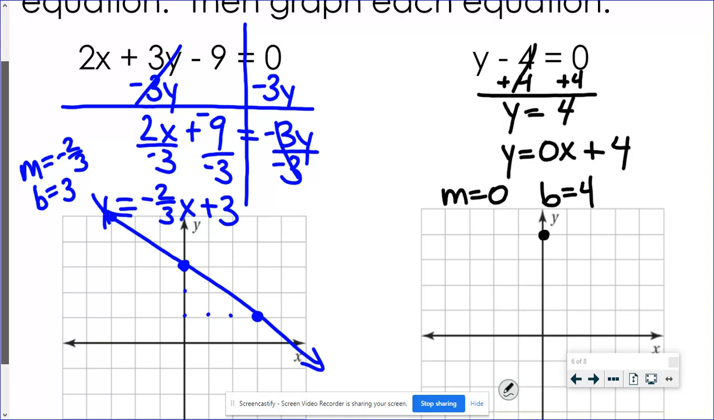0 slope, think about Mr. Slope guy. That's a horizontal line, or 0 over 1, I could say. So I'm going to go up and down 0, I'll go sideways 1. Well, that's my horizontal line right there. So if there isn't an x, it's not going to touch the x-axis.